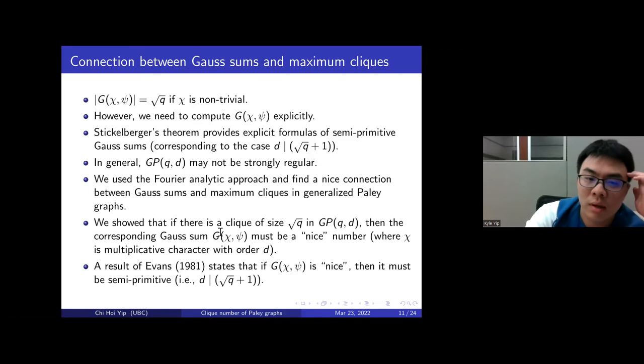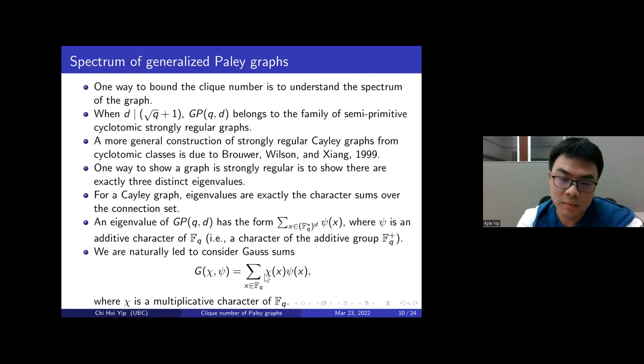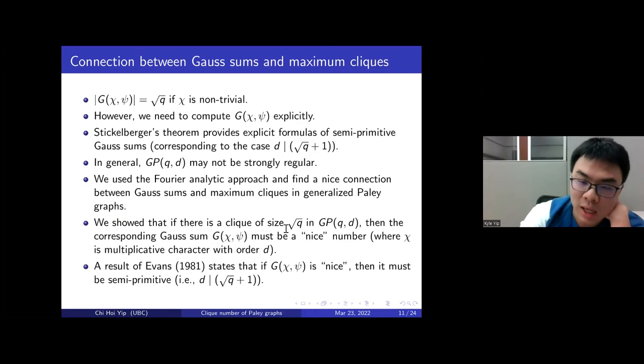Here chi would be chosen to be a multiplicative character with order d, because we are working on GP(q, d), so the connection set is the d-th powers. If we just apply this kind of idea, then it's natural to consider chi to be a multiplicative character with order d. And so we can show that the corresponding Gaussian sums must be very nice.